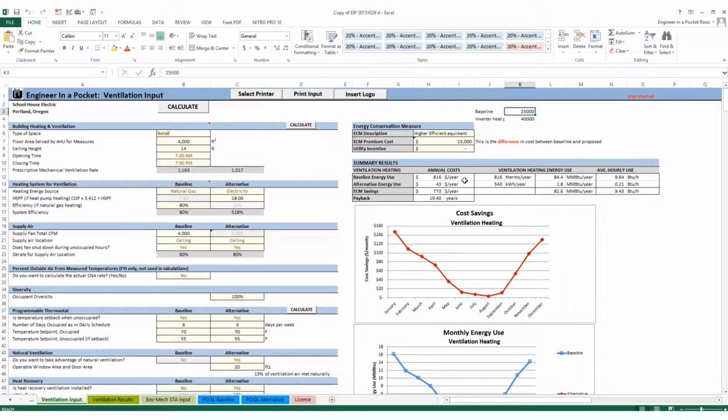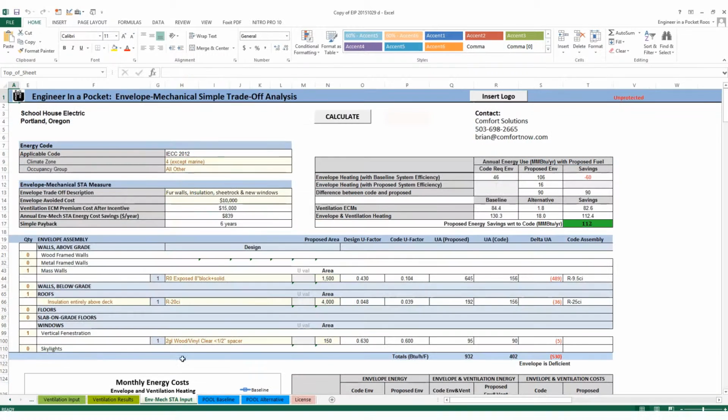Well, looking at the energy savings attributed only to the ventilation portion of what the mechanical system serves, we have about a 20-year payback. And that's going to be a hard sale. So let's also look at the energy savings from the higher efficiency mechanical equipment as it handles the heat loss through the envelope.